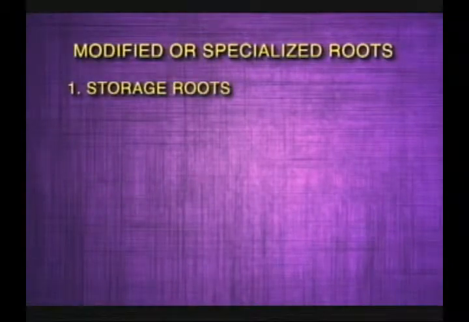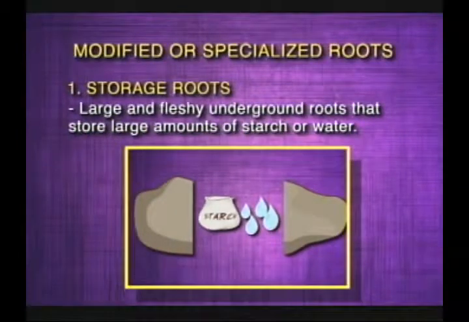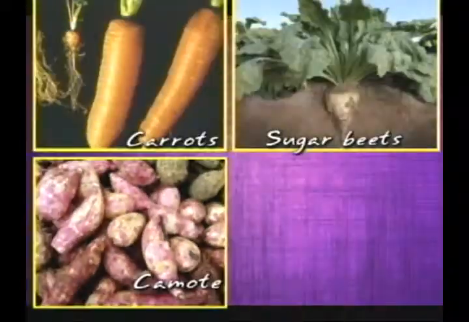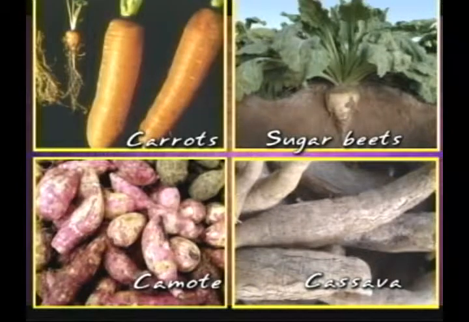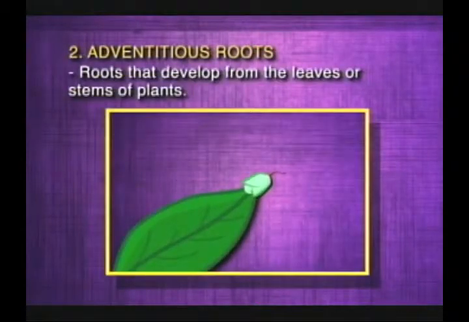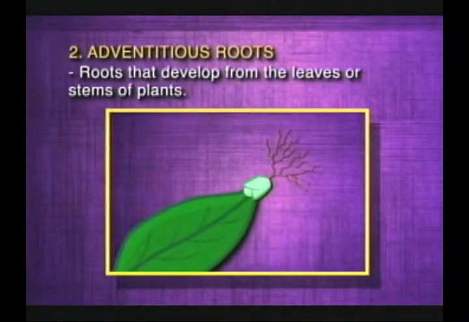Examples of these modified roots are: the storage roots are large and fleshy underground roots that store large amounts of starch or water. Plants with this type of roots are carrots, sugar beets, kamote, and cassava. Adventitious roots are roots that develop from the leaves or stems of plants. An example of this is the katakataka plant.